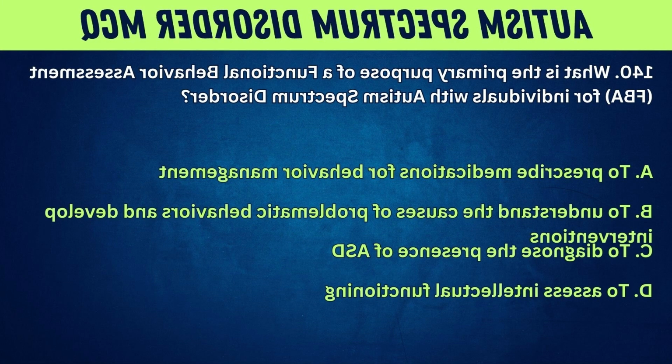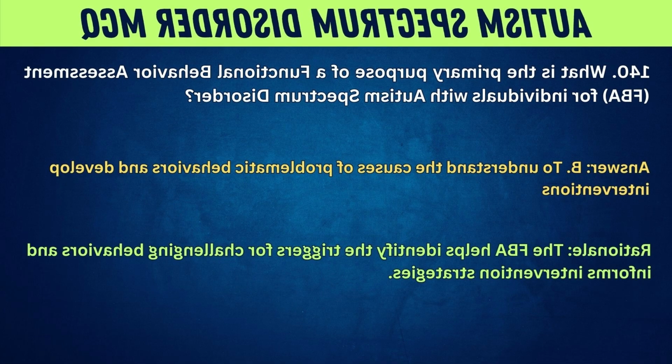140. What is the primary purpose of a functional behavior assessment, FBA, for individuals with autism spectrum disorder? A. To prescribe medications for behavior management. B. To understand the causes of problematic behaviors and develop interventions. C. To diagnose the presence of ASD. D. To assess intellectual functioning. Answer: B. To understand the causes of problematic behaviors and develop interventions. Rationale: The FBA helps identify the triggers for challenging behaviors and informs intervention strategies.